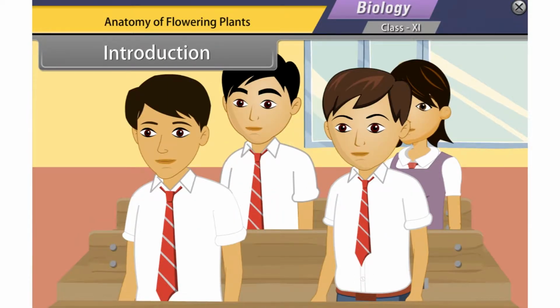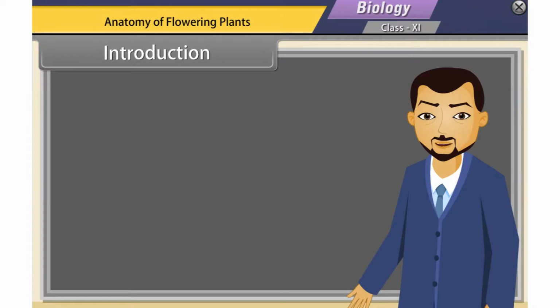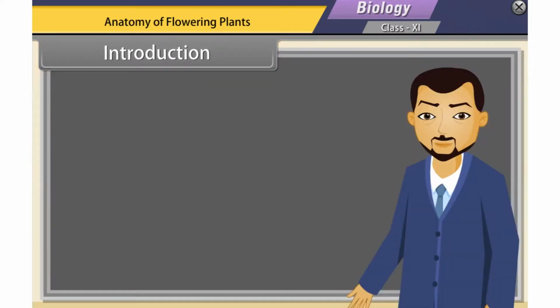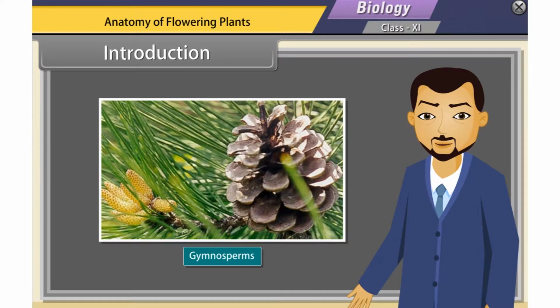Good morning, teacher. Good morning, students. Today, we will learn anatomy of flowering plants. Teacher, what are flowering plants? These are the seed-producing plants, such as gymnosperms, etc.